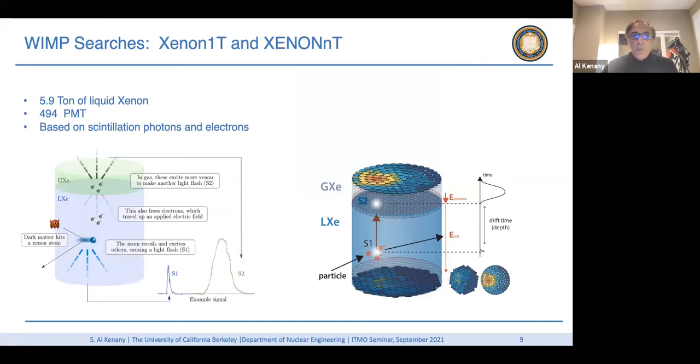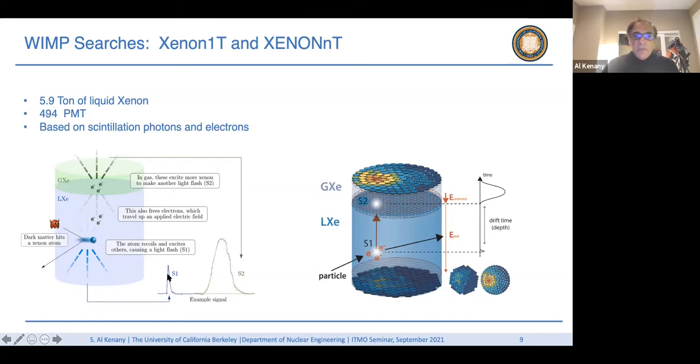There is also another WIMP method of searching, which is the XENON1T experiment. It's 5.9 tons of liquid xenon, and it has 494 photomultiplier tubes, and it's based on the scintillation effect. So when the dark matter hits a xenon atom, the atom recoils and excites others, causing a flash of light.